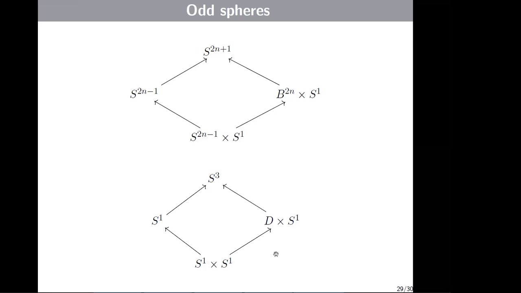This is a solid torus. This is the boundary torus. And I collapse the boundary torus to a circle. And this way I get S3.